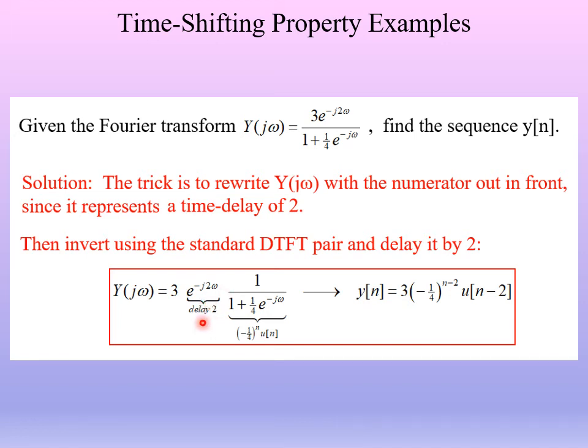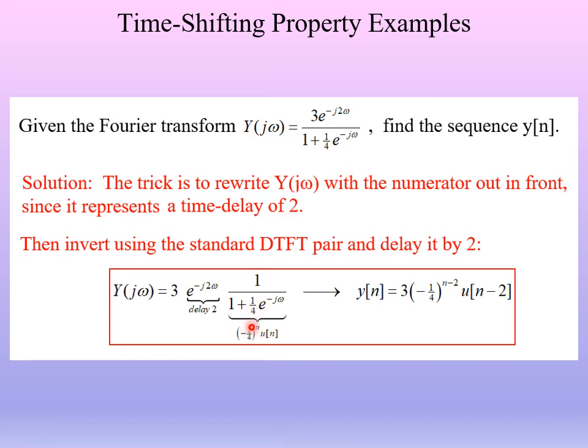This causes a delay of 2. All right, well, that's where that 2 is right in there. And then the rest of this stuff, the 1 over 1 plus 1/4 e to the minus j omega, well, that's just a decaying exponential function. This is the one that we learned in the last video.